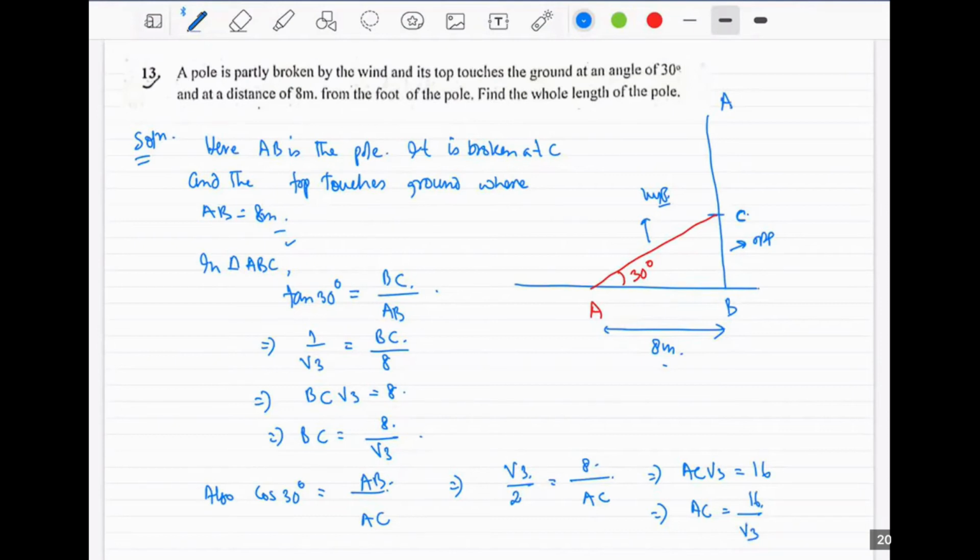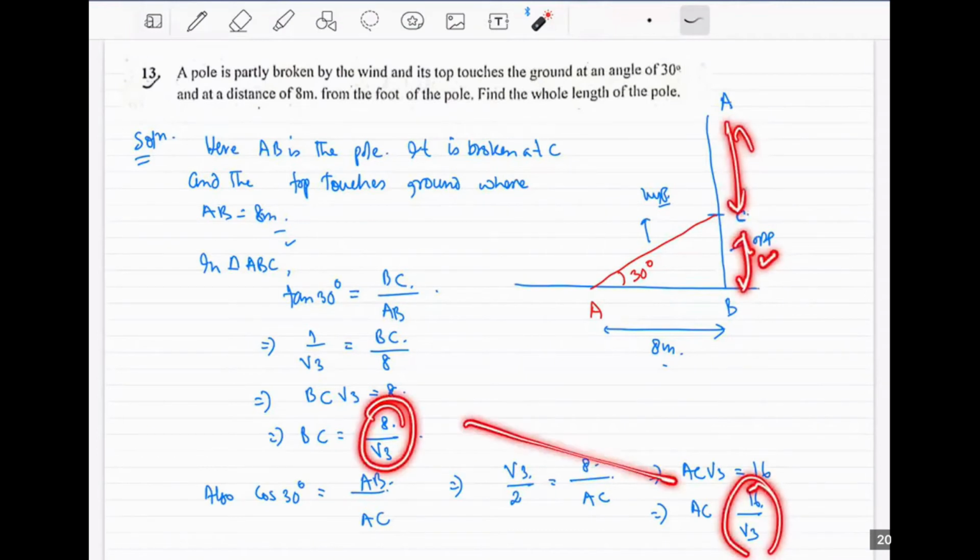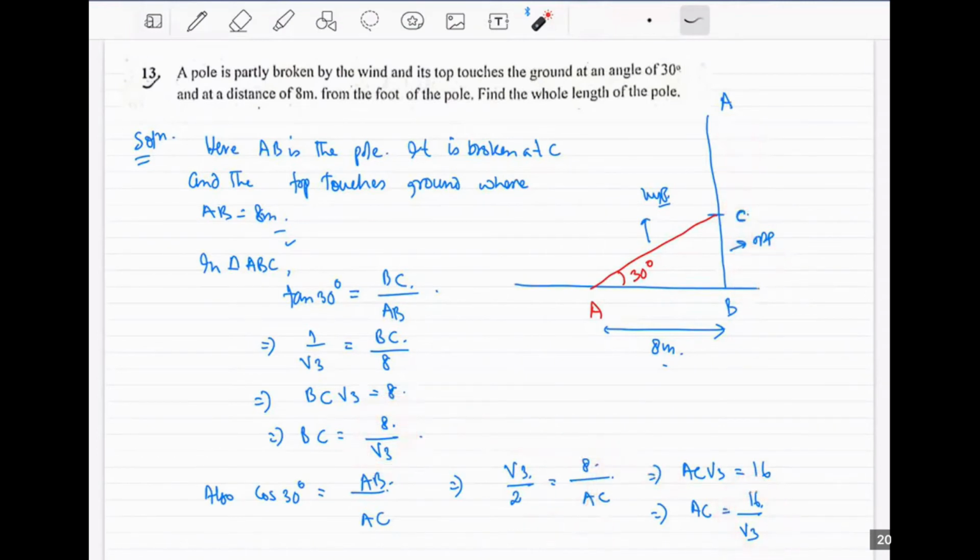Okay, we have one more step remaining. If we want to find the height of the pole, we are going to add AC and BC. So AC is 16 by root 3 and BC is 8 by root 3. We will add the two. All right, so that's one more step. We have run out of space, so copy this first.